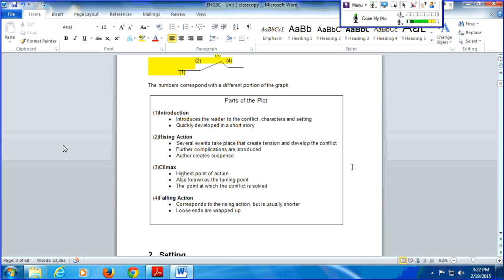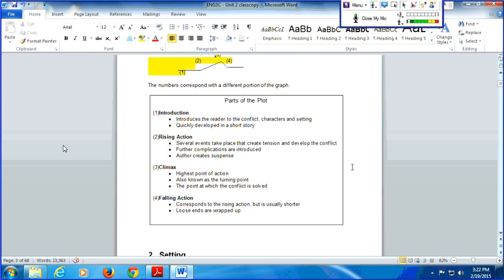The third part, that's the very top of that gradual upward going line, is known as the climax. And that's the highest point of action. It's also known as the turning point. And that's the point at which the conflict is solved. So that's when everything's resolved. Somehow everything comes to resolution. Everyone either goes away happy or goes away sad, but they do go away.